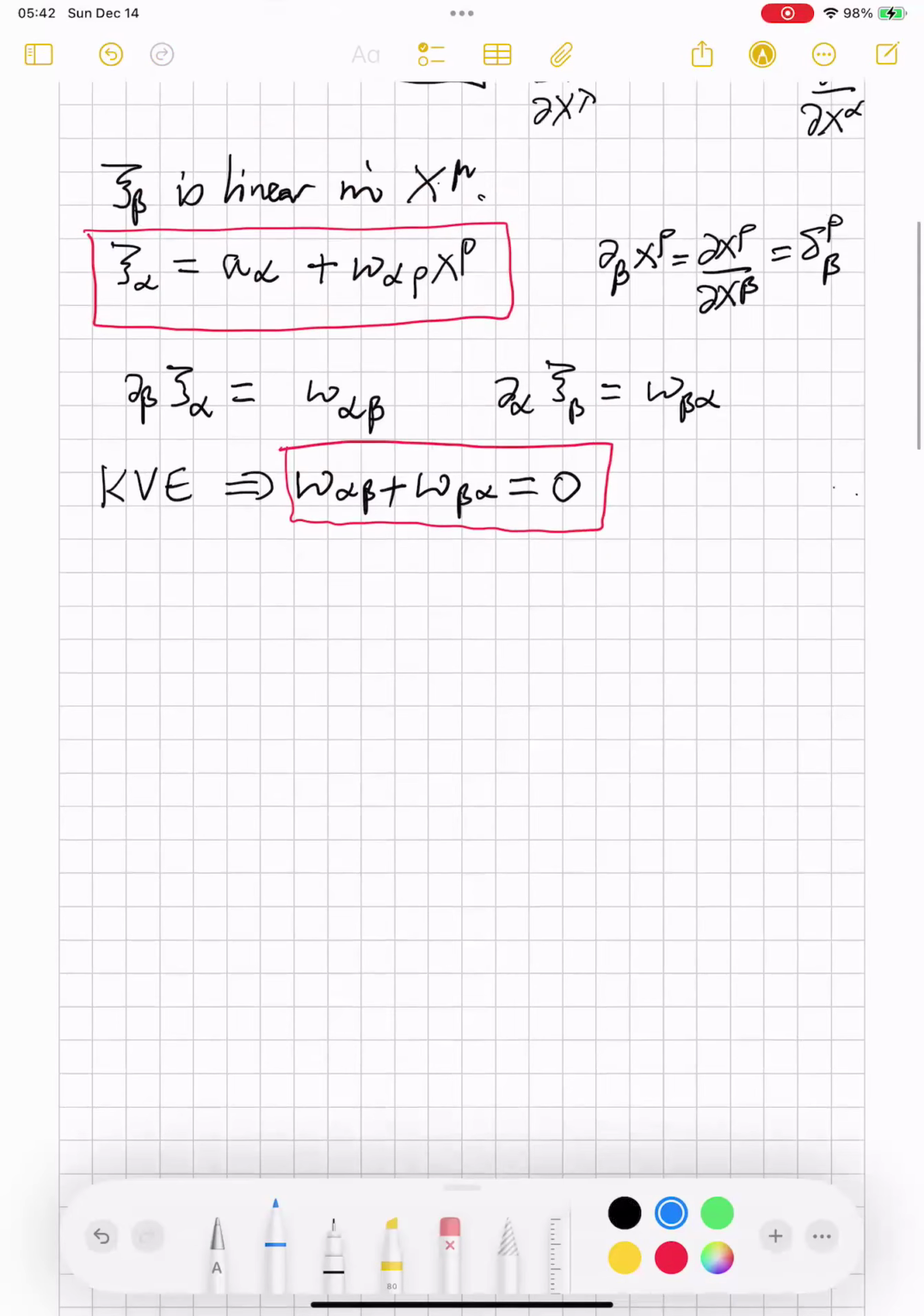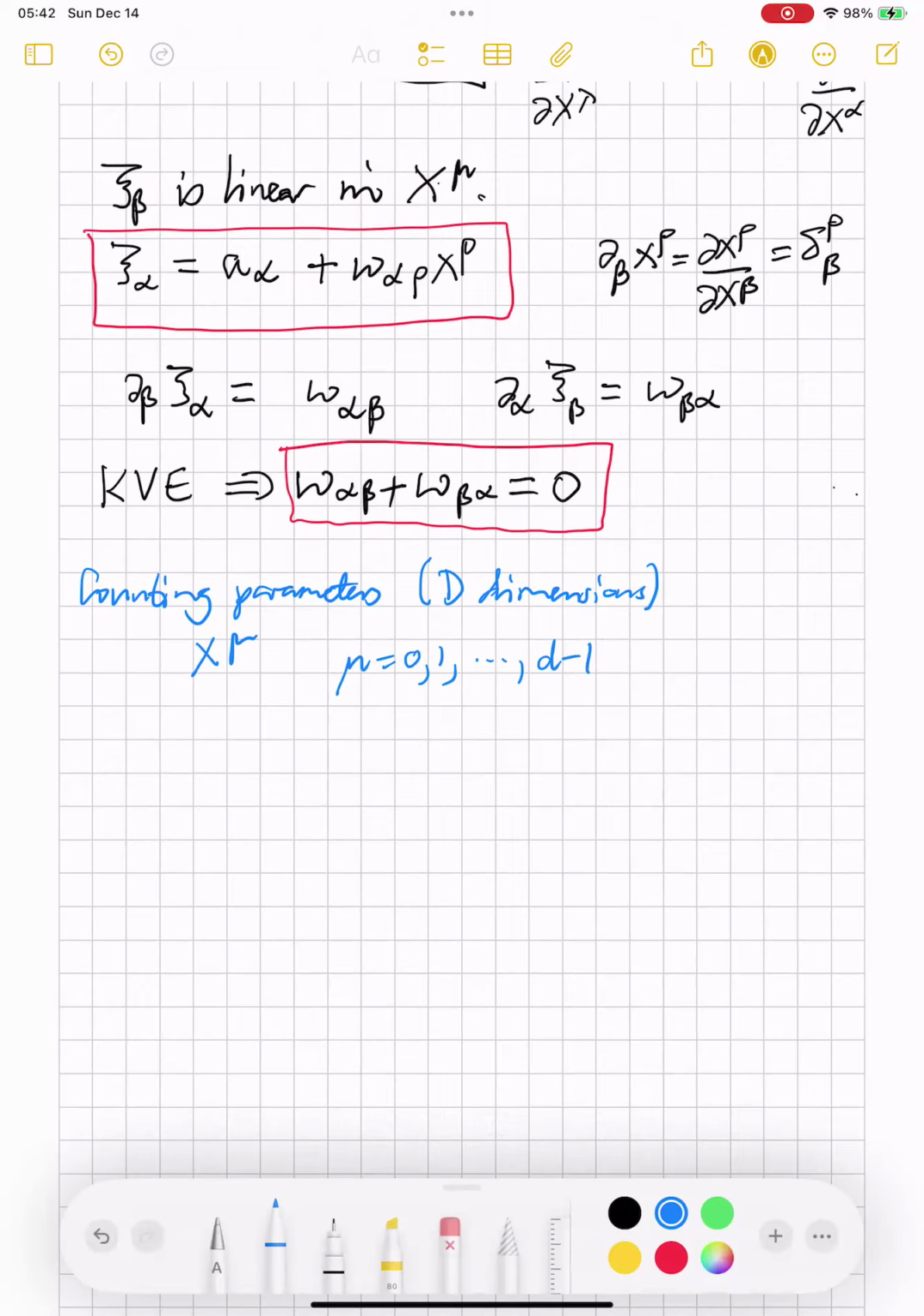And we're going to get some insight just by counting parameters. So let's say counting parameters. And I'm going to do this count in d dimensions. Okay, so what does that mean to be in d dimensions? For example, if I've got x mu, then mu would go over 0, 1, all the way up to d minus 1. So if I look at A alpha, alpha runs over d values, so there's a total of d different A alphas I can have.